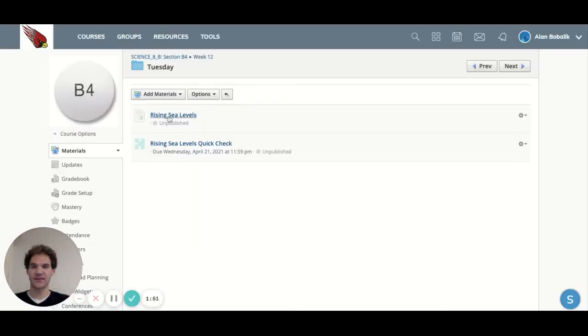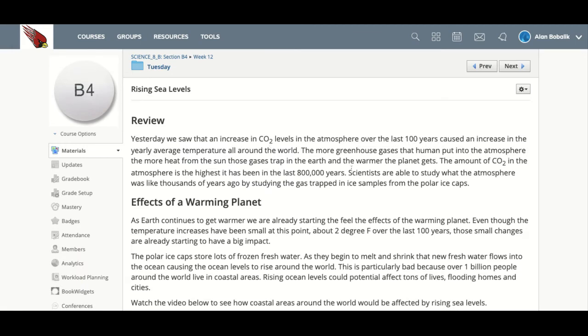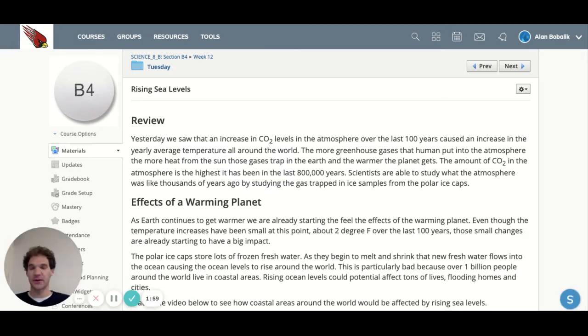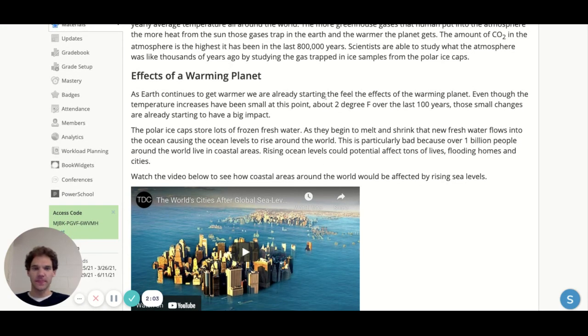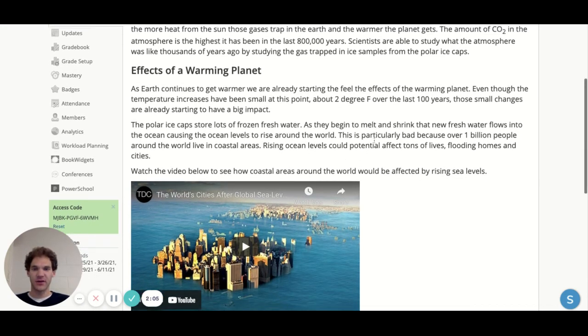So here's the Rising Sea Levels page. Let's take a look. So a review paragraph, which is basically what I just talked about here at the beginning of the video, the effects of global warming. Read this little introduction paragraph.